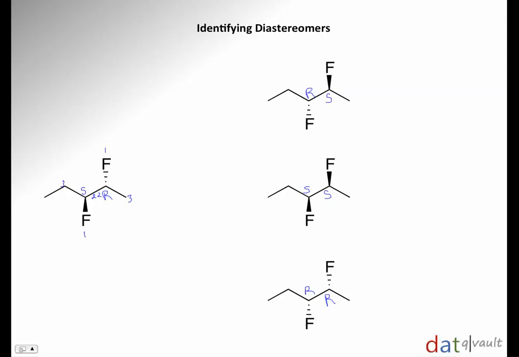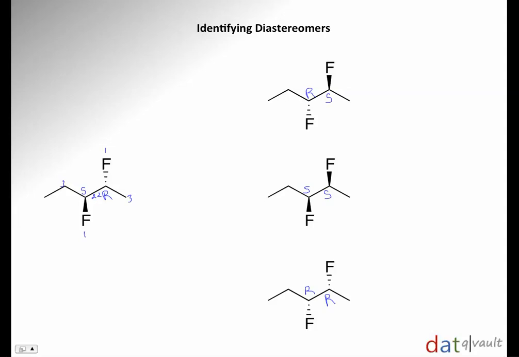So there's two approaches that you can take to determining if things are diastereomeric or enantiomeric, and that's either by looking at the mirror images and trying to figure out if they're superimposable or not, or just by simply labeling the stereocenters and figuring out if you've flipped either one or all of the stereocenters in the molecule.